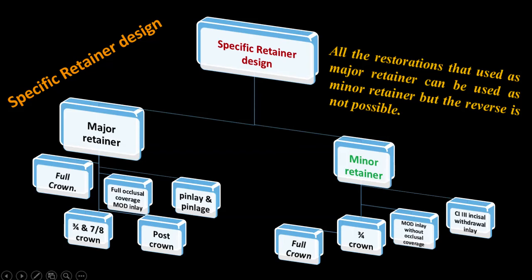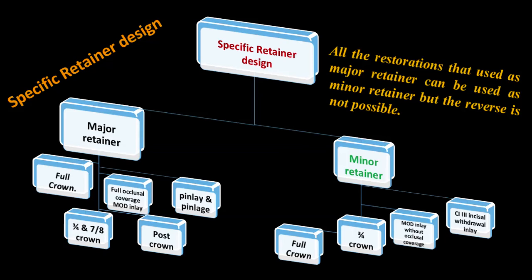A minor retainer، طبعا all the major retainers can be used as a minor. In addition to that, we can use MOD without occlusal coverage and class 3 inlay with a pin. Okay، يعني الفرق الأساس بين minor retainer والميجر: الميجر there should be occlusal coverage of the retainer. الماينر ما يشترط هذا. You can use a restoration crown that provides occlusal coverage, or you can use an inlay without any occlusal coverage.